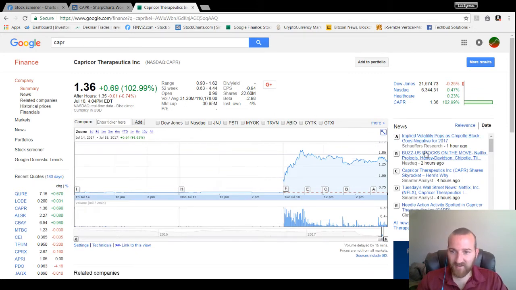So basically on the right side here you'll have the news, and you can sort by relevance and date. I just do it by date so I get the most recent information, and I kind of look through these titles and just see what stands out to me, and it might have a particular article with some good information that would explain why the stock is moving. And this one right here says Capricor Therapeutics Inc. CAPR shares skyrocket. Here's why.